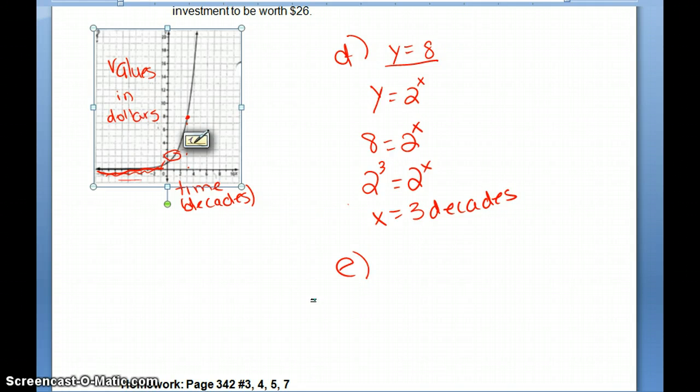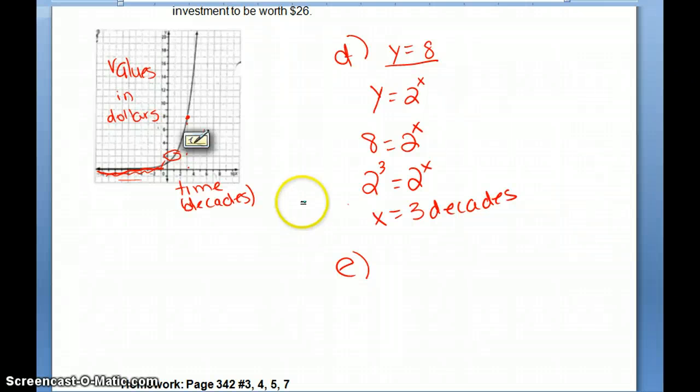Here we need to use the table of values to determine how long it will take for $1 in this investment to be worth $26. So here what we're basically going to do is we're going to create a table of values, and we're just going to basically do some trial and error, okay? So we're going to start off with our x and our y, create your table of values, and essentially we're just going to play around with some values.